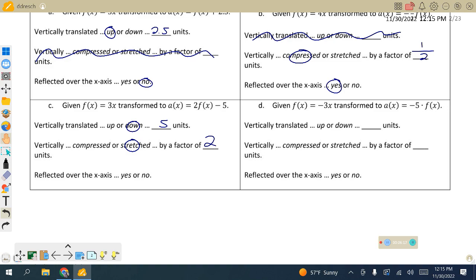And do we have a reflection happening? Looks like this, it's increasing. Are we going to change it? No, because what are we missing out front? So what are we saying? Reflective of the x-axis? No. Okay. It's going to stay the same. That's it.